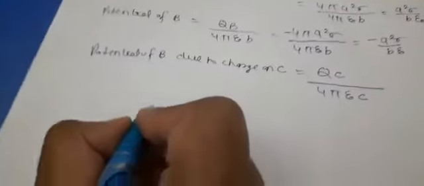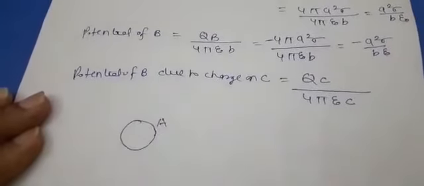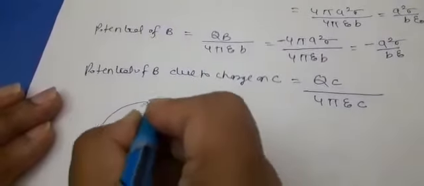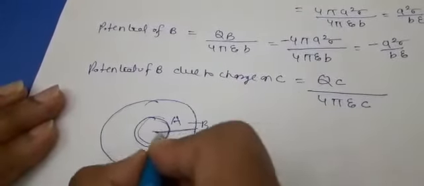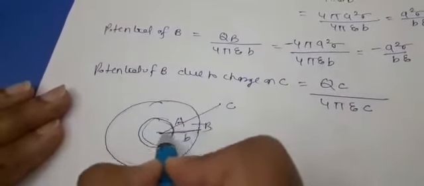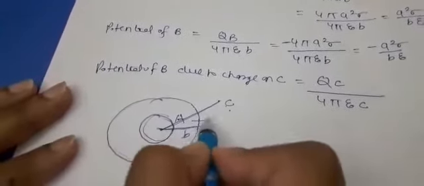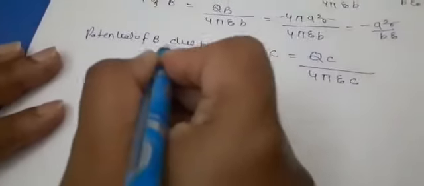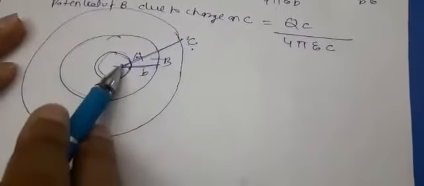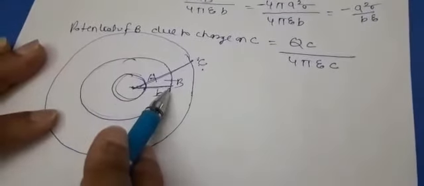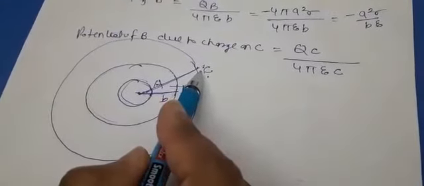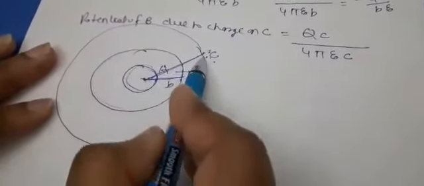See here, if charge is present at A and you have to calculate potential at B, this charge will contribute at the outer surface, so distance will be B. But if charge is present at C, because the charge is located at this point, the outer distance will be contributed for the charge present on the outer shell. Inner shell distance will not be contributing; it will be contributing for the point where we are calculating potential. For outer charge, you have to take the distance of the outer shell.